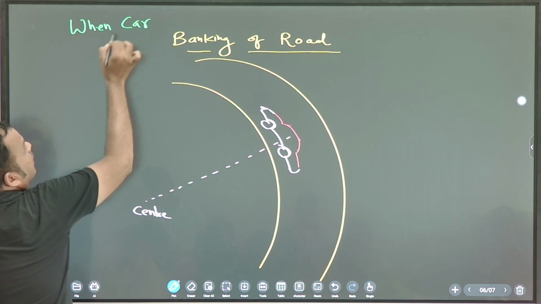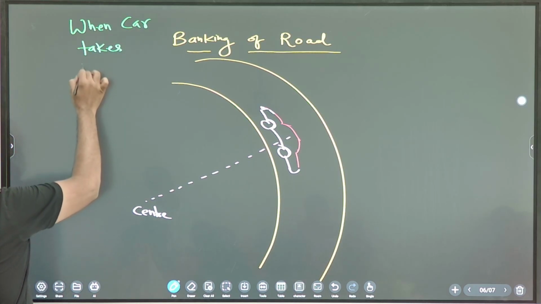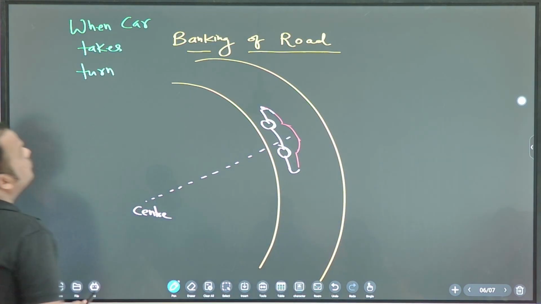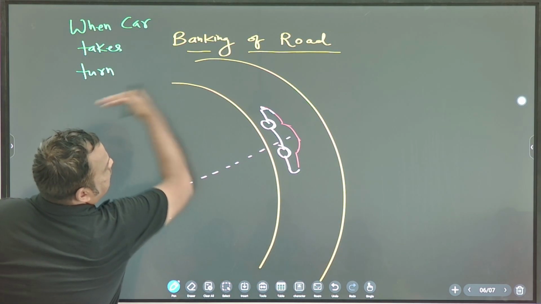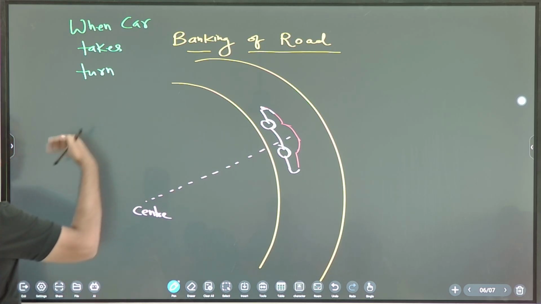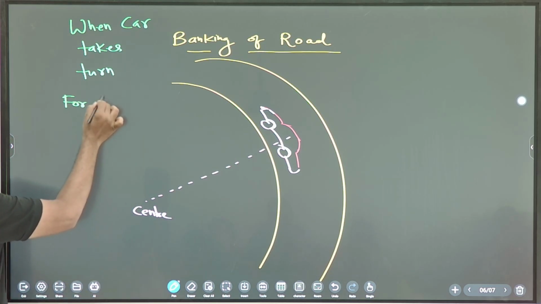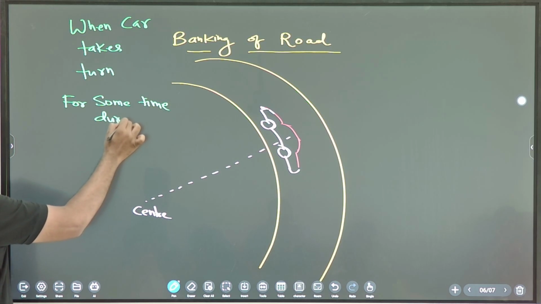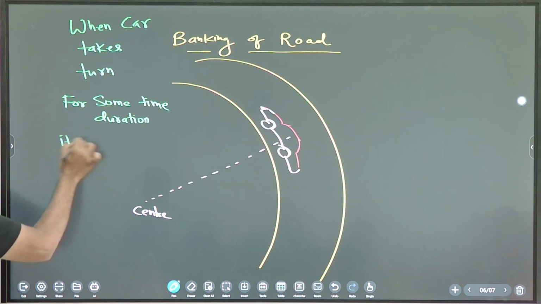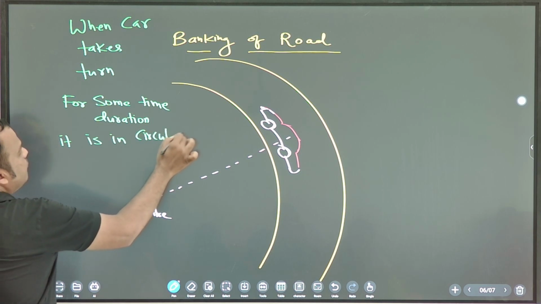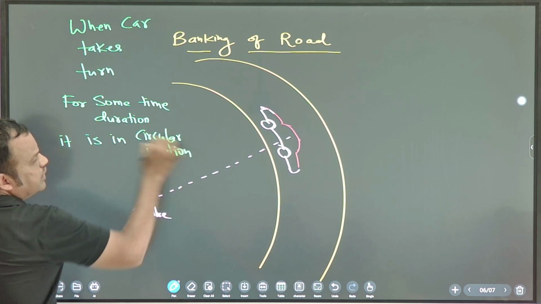When a car takes a turn, left turn, right turn, suppose it is taking a left turn. So for some time duration it is in circular motion. Are you getting or not?